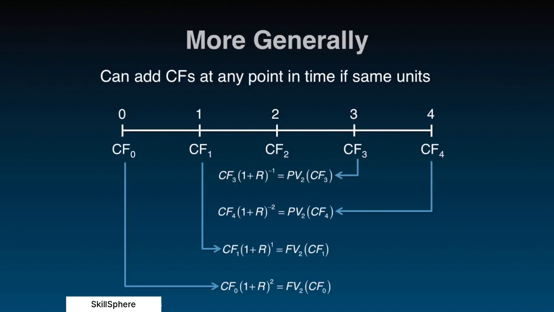More generally, there's nothing special about moving the cash flows to the end of the timeline or the beginning. You can move them anywhere, just as long as you're consistent. We can pick any point in time, such as period 2, and I can move cash flows 3 and 4 back in time by applying a discount factor raised to a negative value. I can move the cash flows today and the cash flow 1 year from today forward in time by applying a positive exponent to the discount factor. And now these cash flows are all in the same period 2 units.